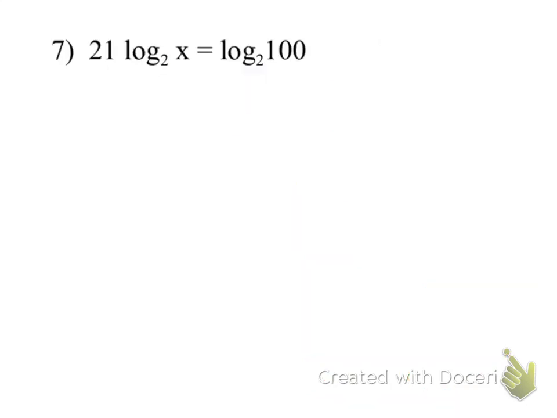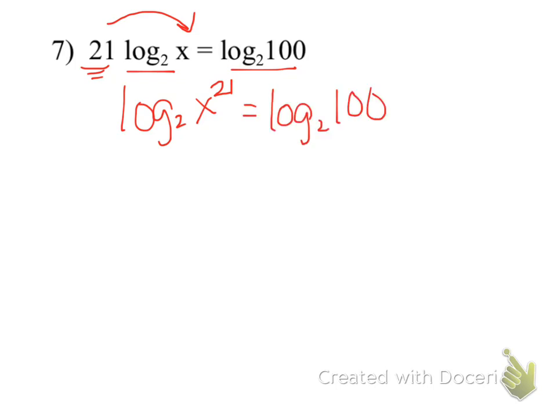And let's do one more basic problem before we move into a couple that put some of these properties all together. So now we have the log base 2 equal to the log base 2, but we've got this 21 out in front that's being multiplied by the log. So we're going to use the product property backwards, and we're going to bring that 21 up into the exponent. Rewrite that as log base 2 of x to the 21st. That's equal to the log base 2 of 100.